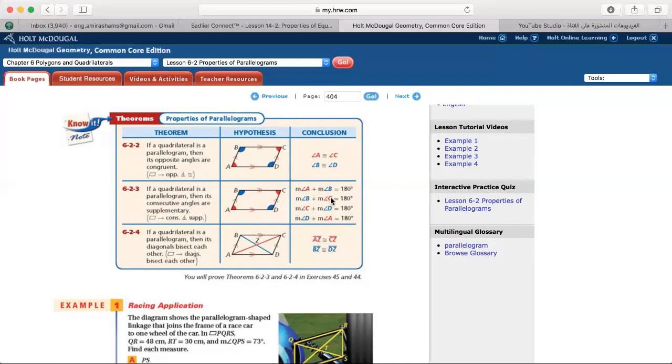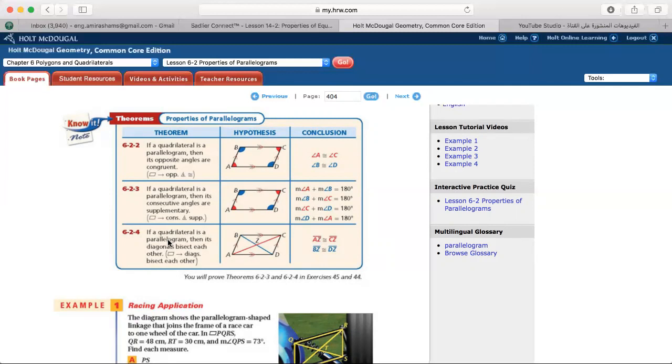B and C are equal to 180. C and D are equal to 180. D and A are equal to 180. So they are consecutive angles. Every two consecutive angles are equal to 180. Okay, supplementary means equal to 180.